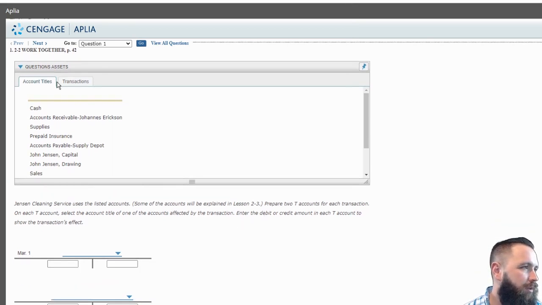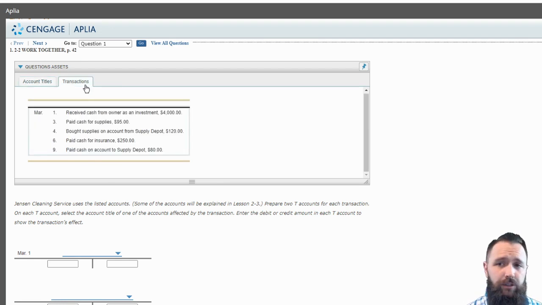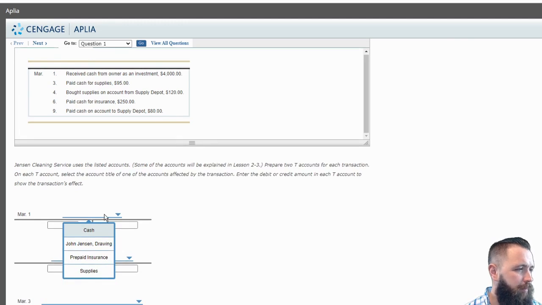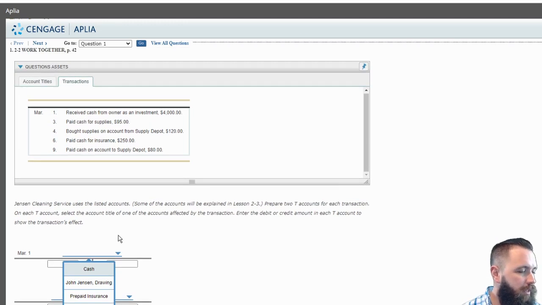But anyways, here are all the account titles that we have. We should recognize most of them. But then we have our transactions. So if you're sitting here going, what do I do? Make sure you go over here and hit transactions. So the first thing we're going to do is it says received cash from an owner as an investment. So this is for March 1st. If I open this up, it's going to give me cash, drawing, prepaid insurance, and supplies.